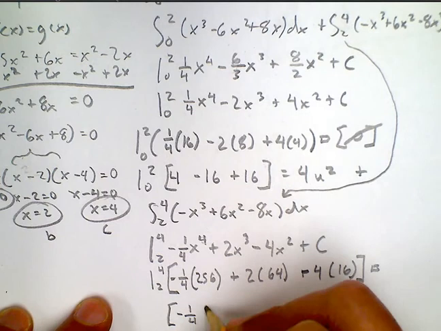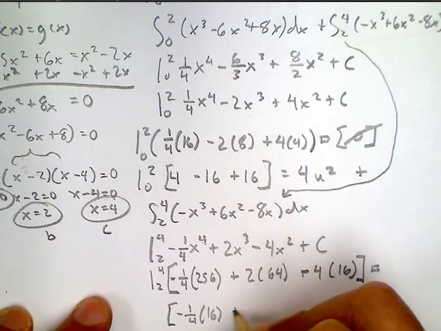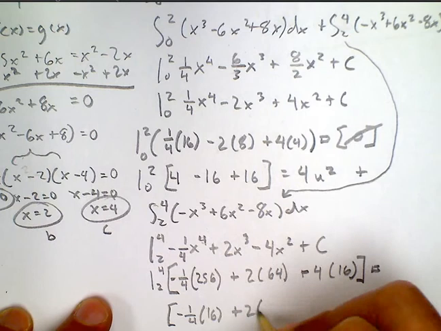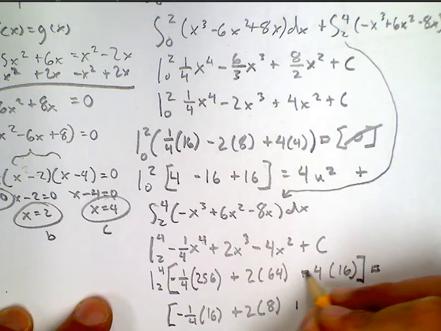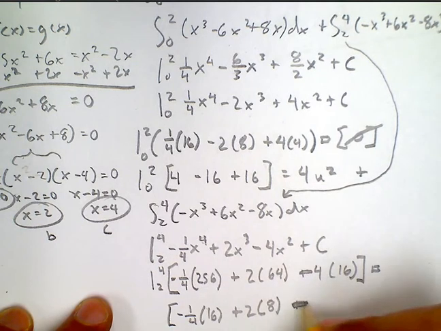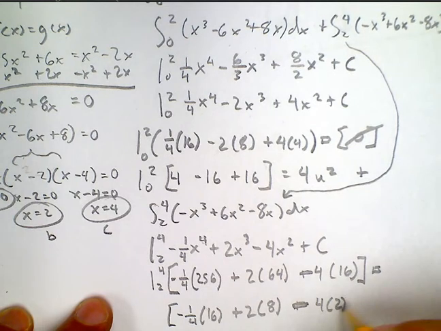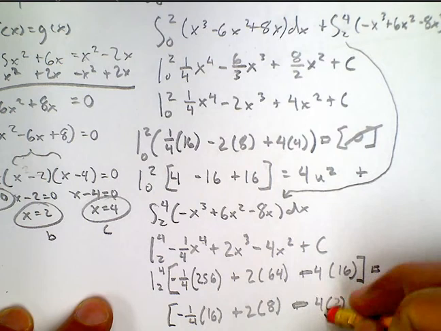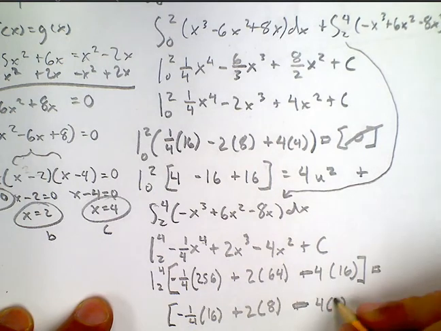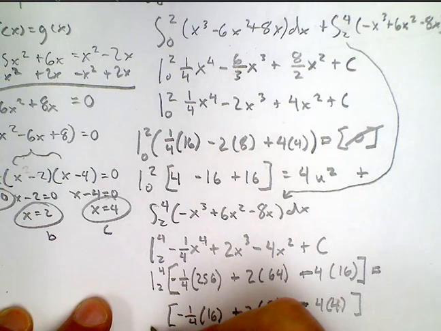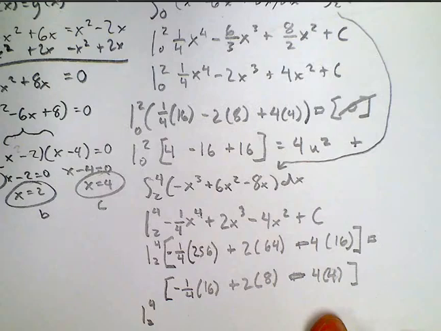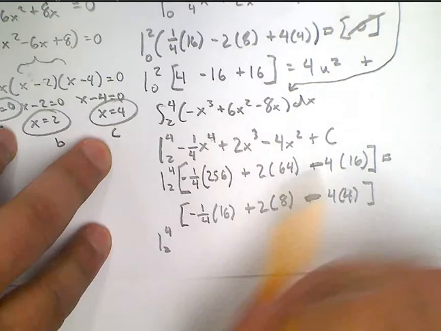I'd rather be safe than sorry. Plug in 2 again. 16. 8. That should be a minus, shouldn't it? Oh my goodness. Minus 2. Wait, that was squared. Okay, 4. Alright, now we're almost done. We just got to figure this stuff out.